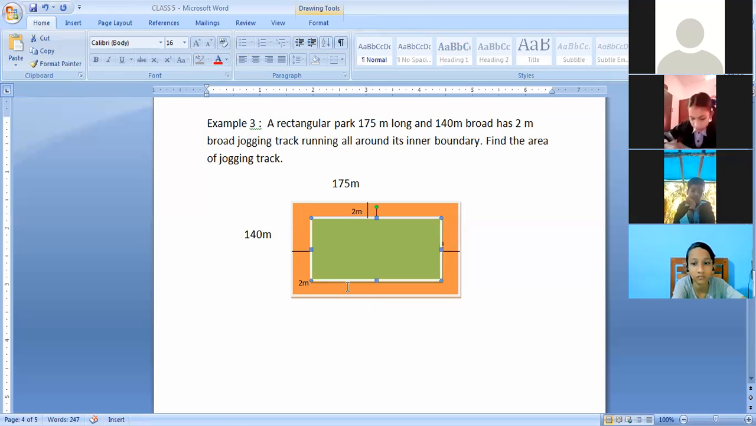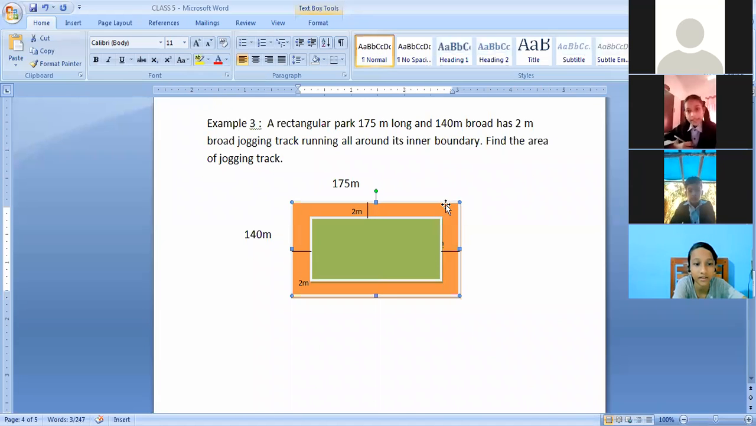How can we find that? Can you see a rectangle here in green color, a green shaded rectangle? Yes. And there is one more big rectangle, right? Which is the park. Okay, we can find the area of the park, right? We can find the area of the park.